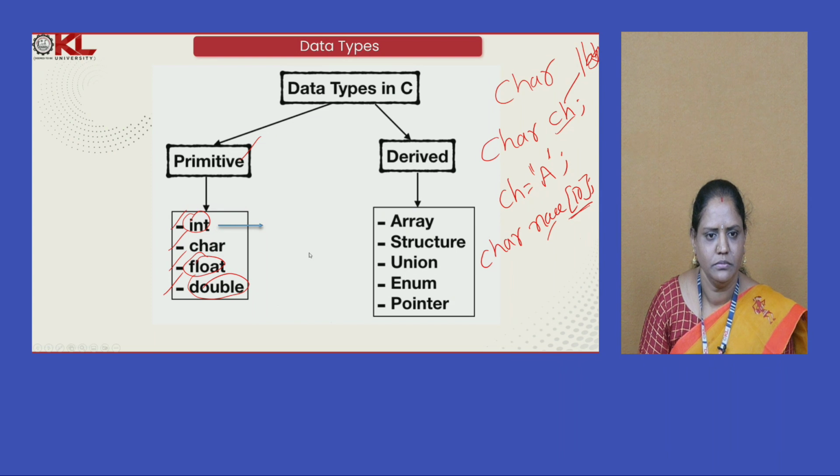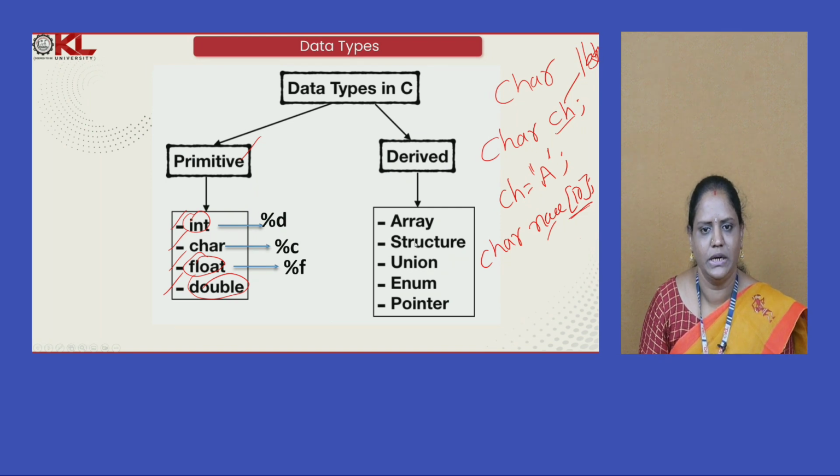Now the symbol we use to represent int is %d, for float it is %f, for double also it is %f, and for character we go with %c. And the second type of data type is derived data types. Examples of derived data types are arrays, structures, unions, enum and pointers, and these topics we will discuss later.